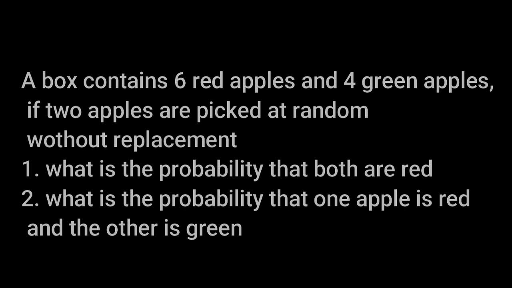The question says, a box contains 6 red apples and 4 green apples. If 2 apples are picked at random without replacement, what is the probability that both apples are red? That's number one. Then number two, what is the probability that one apple is red and the other is green?